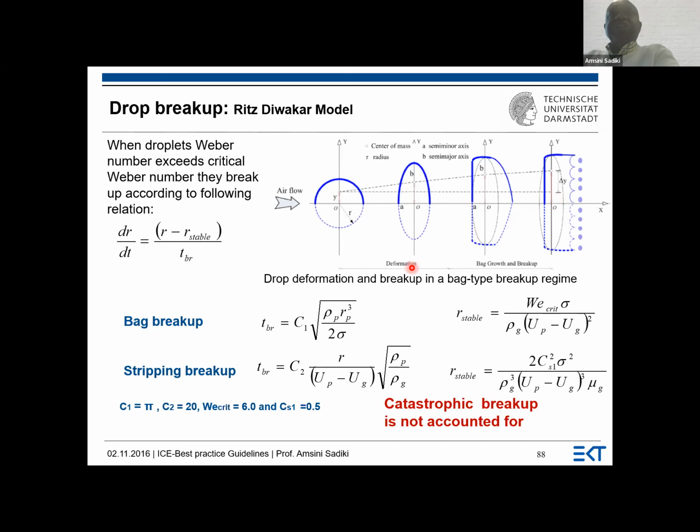And the scenario is the same. We need the time of the breakup. If we have the bag breakup, if we have stripping breakup, it will be given by this, in which the main parameter is the ratio and the relative velocity. Here it is the surface tension, and we need this radius of the stable droplets, and in this case of bag breakup, and also in the case of stripping breakup, all parameters are given here. So we didn't account for the catastrophic.